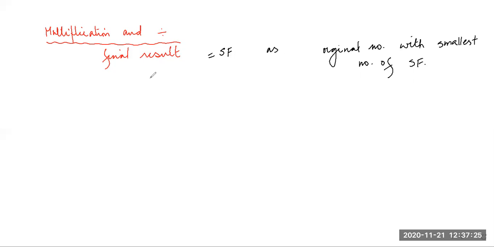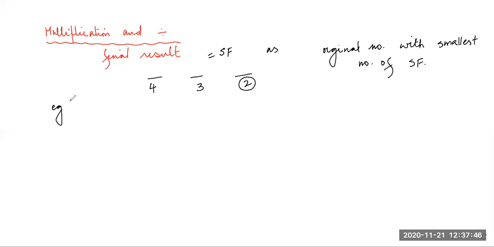That means, let's say, three numbers are there. In this number, significant figures are 4, in this are 3, in this are 2. So the result will contain only two significant figures or significant digits. Let us take an example.